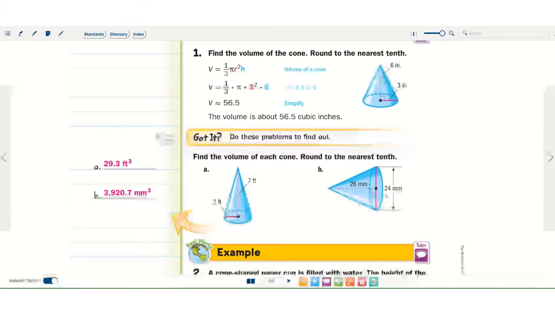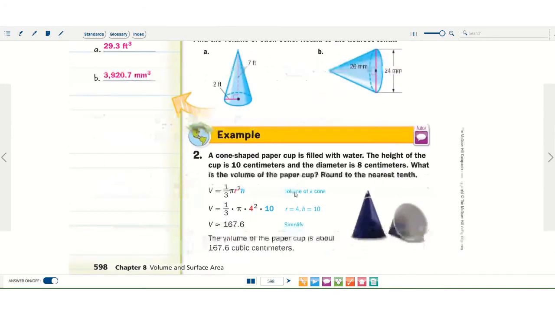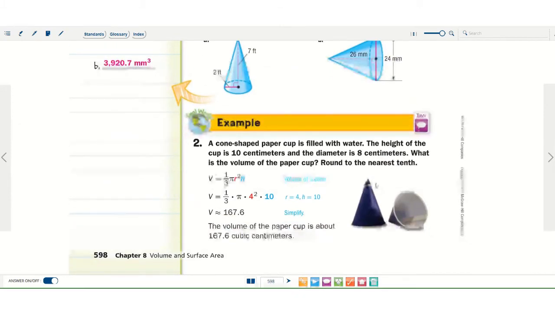As we take a look at letter B, this one's turned to the side, so we have to think about what they're giving us. Again, we're thinking V equals 1/3 times pi. In this case, they're giving you the diameter, going from this point to this point, which is 12. Hopefully we didn't get stuck on that. Remember, we're talking about the radius, and the radius is half of the diameter, so I'm using the number 6. I'm going to square it, and then times it by 26. So our answer for got it problem B should be 3,920.7 cubic millimeters. Looking at example 2, a cone-shaped paper cup is filled with water.